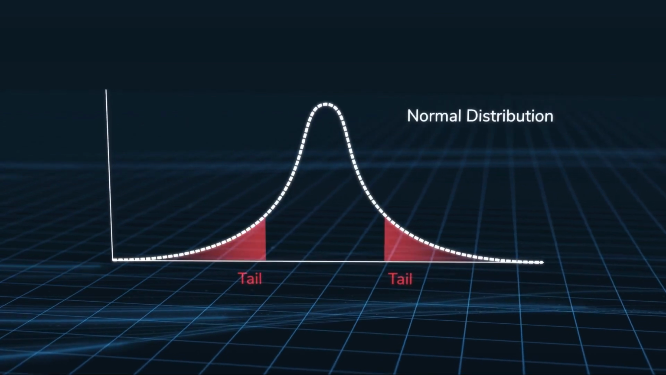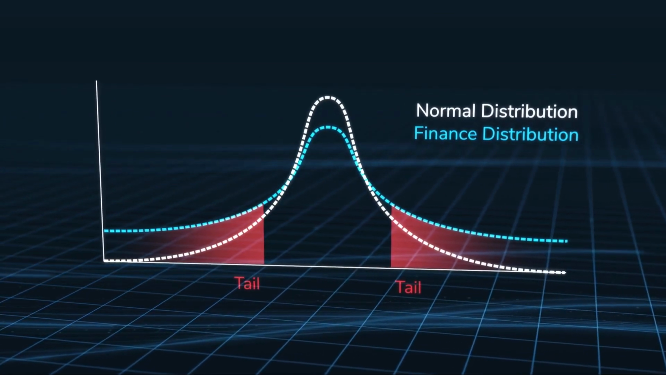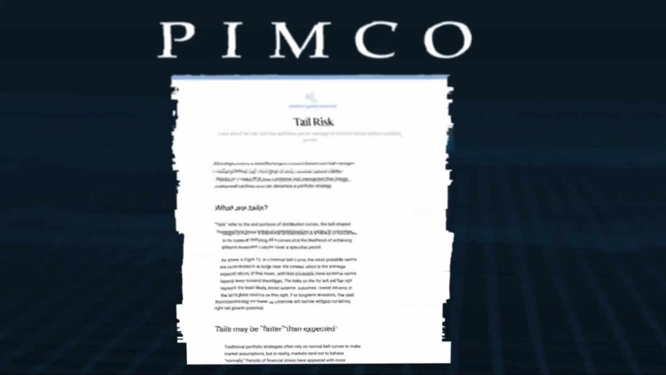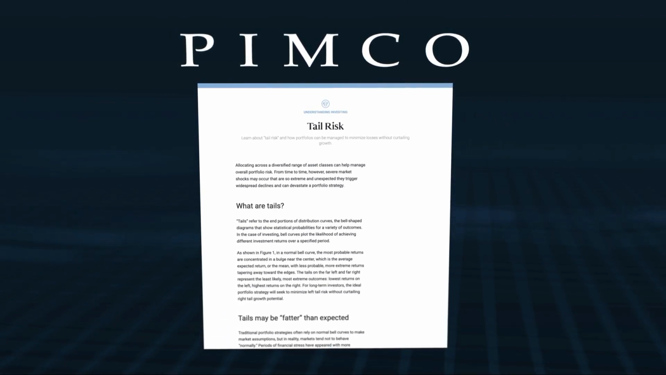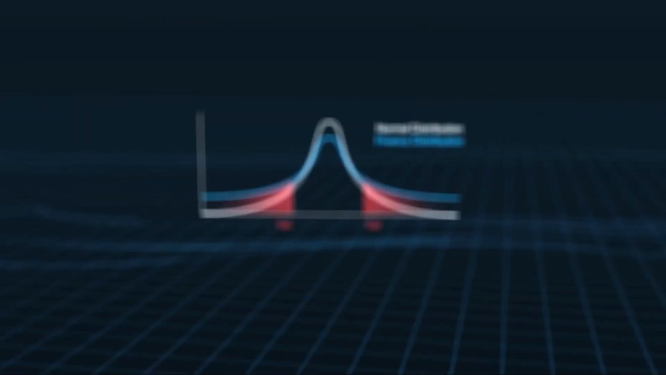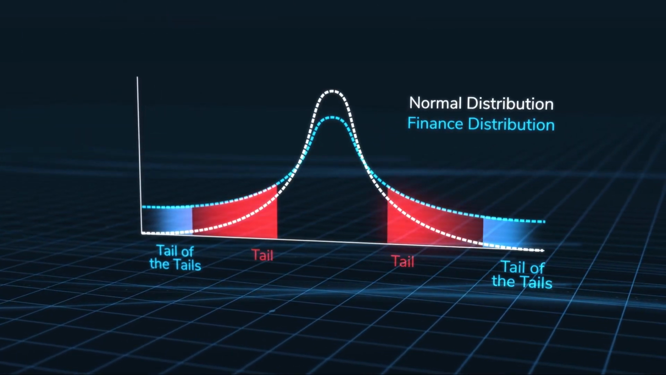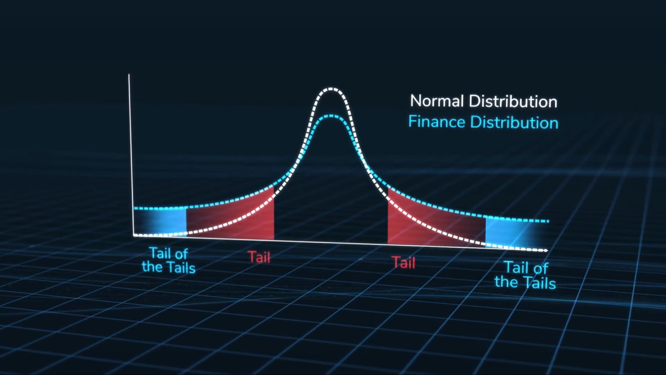So tail events are very rare in normal distributions, but in finance, they're much more frequent. So we see fatter tails, much fatter tails than people realize. PIMCO said that, and you always want to look at the fixed income guys for conversations and discussions on tail risks, because the only risk they face is tail risk. But there's also the tail of the tails. So tail risk, and then the really edgy stuff in the tails. We're going to talk about that too.